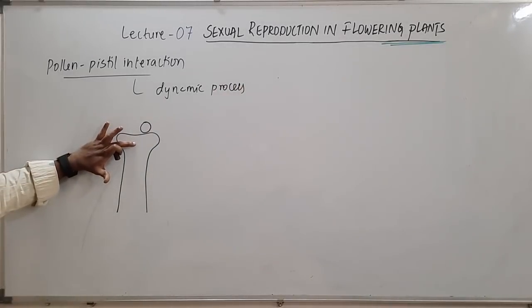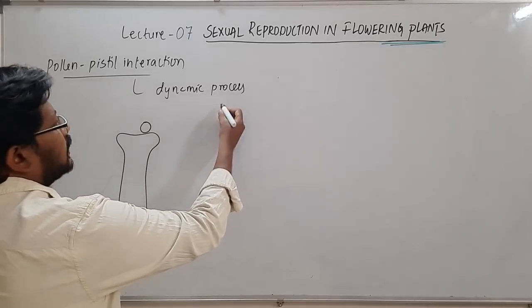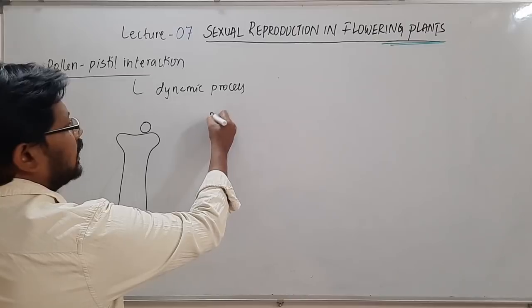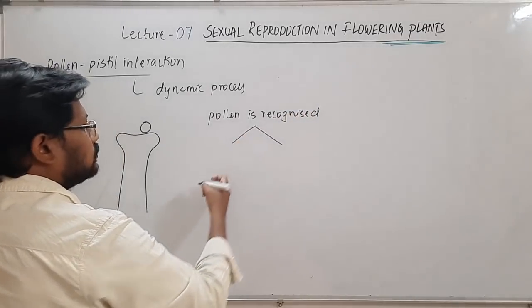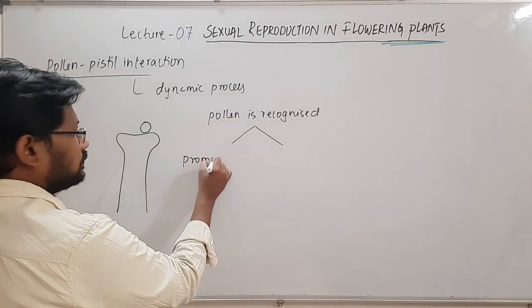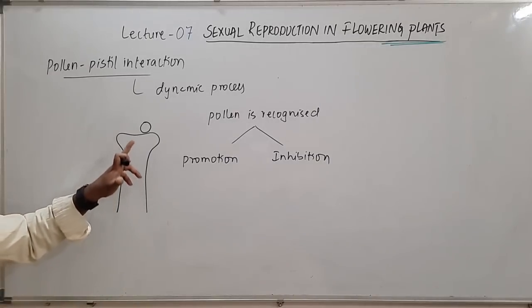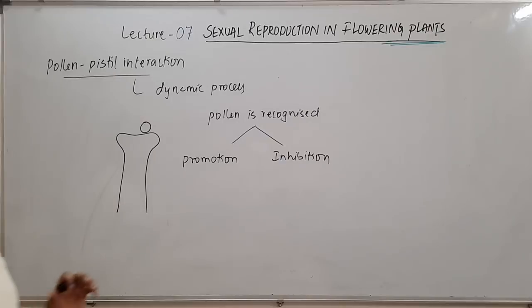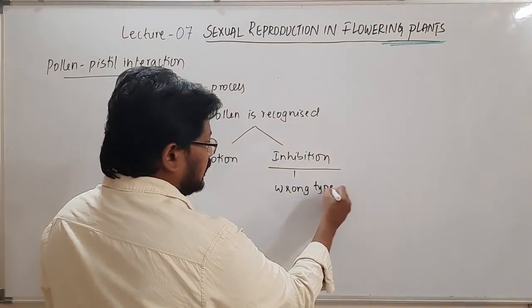And once the pollen is recognized, it will allow it to germinate, or it may also stop the process of germination, or stop the growth of the pollen tube in the stigma and style. So once the pollen is recognized, there are two things that can happen. There is a promotion, or there can even be inhibition. If it is the wrong type of pollen, then it will be inhibited. So this inhibition will be seen in the case of the wrong type of pollen.